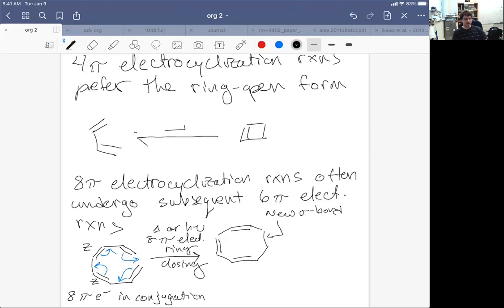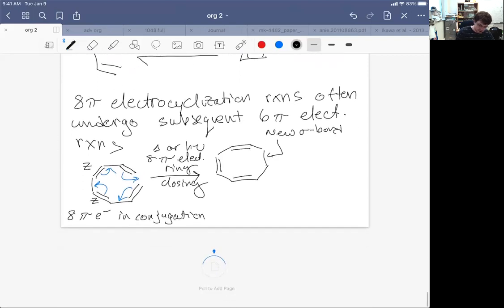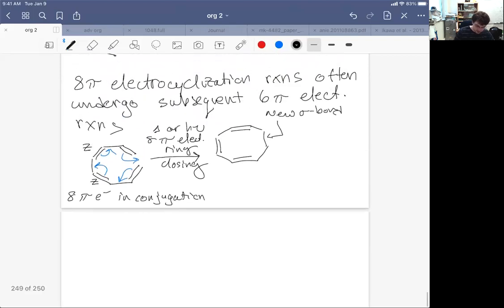So I formed a new ring, an 8-membered ring in this case, using my 8 pi electrons that are all in conjugation across these 4 pi bonds. And what's cool about this is we can do a subsequent 6 pi electrocyclization reaction. That is the conditions that promote the 8 pi electrocyclization reaction.